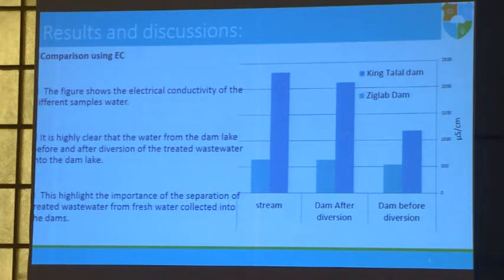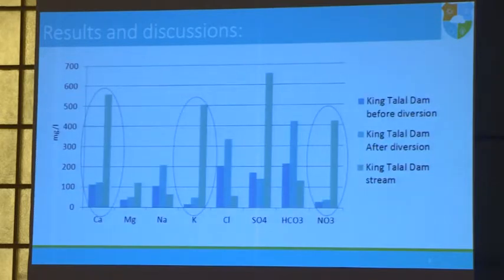And here we could see that the stream EC value in both dams is higher than the EC value of the water in the dam itself. And this means the mixing actually degrades the water quality of the dams, especially for King Talal Dam, where we could see this difference in the EC value obviously. Also, we observed different concentrations for different ions. For example, for nitrate, we could see that the value of nitrate in the Zarqa River is much higher than the nitrate value in the dam itself.